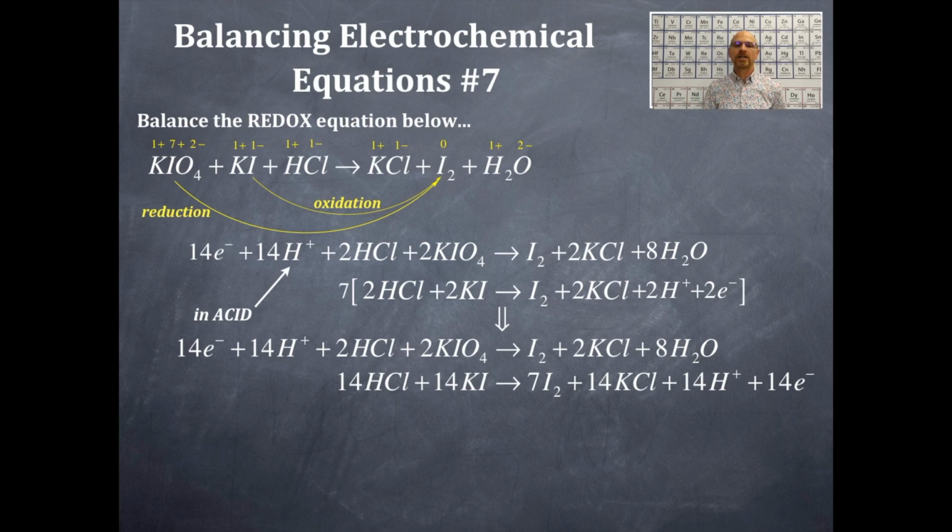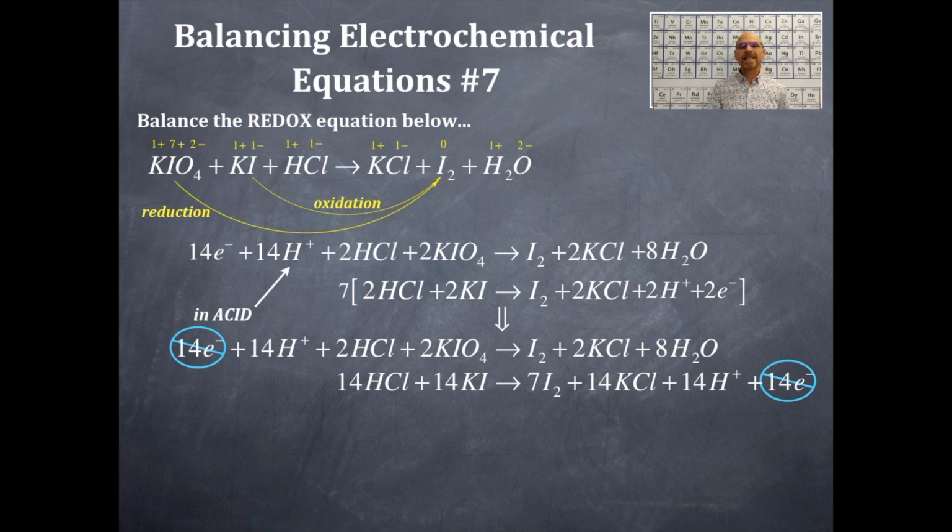Now the next thing that we need to do is check to make sure, before we draw that line in the sand, that our electrons do cancel out. And look, they do. I have 14 electrons on the reactant side for the reduction half reaction and 14 electrons on the oxidation half reaction that's on the product side.